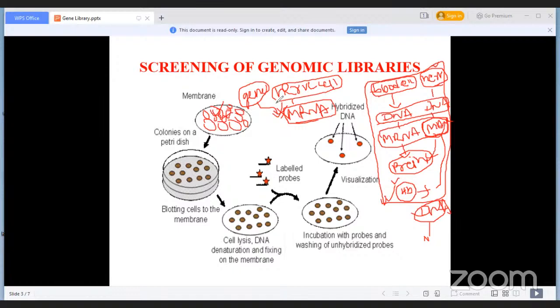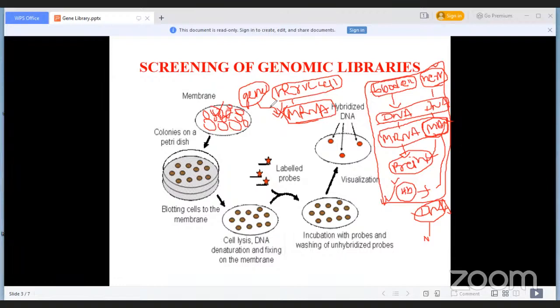Clear, sir. In genomic library construction, restriction endonuclease, restriction enzyme, and DNA ligase enzyme are used. In cDNA, both are used. The same restriction enzyme is used in cDNA for cutting, and for joining DNA ligase is used. Apart from that, two extra enzymes are also utilized. One is reverse transcriptase, another is DNA polymerase.